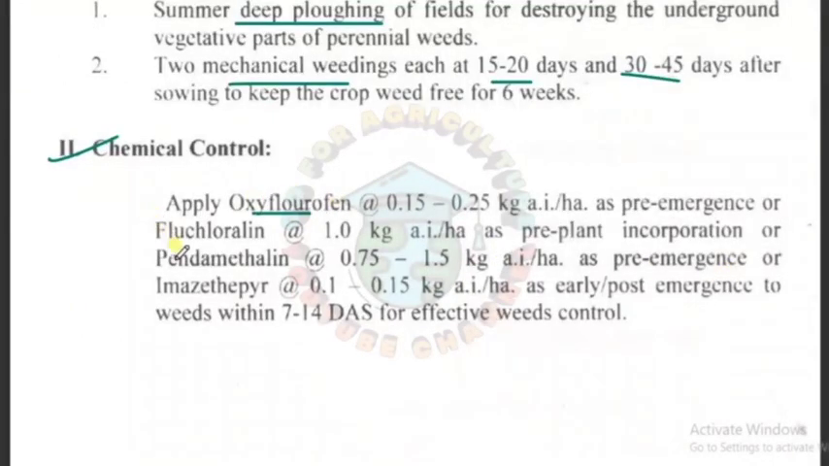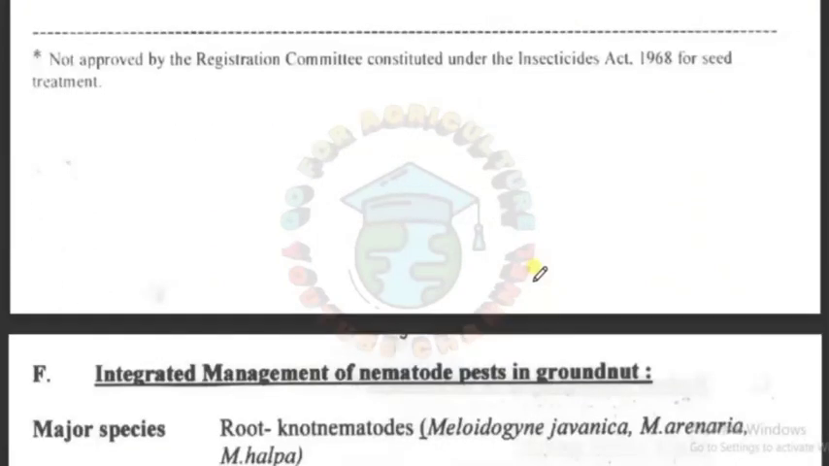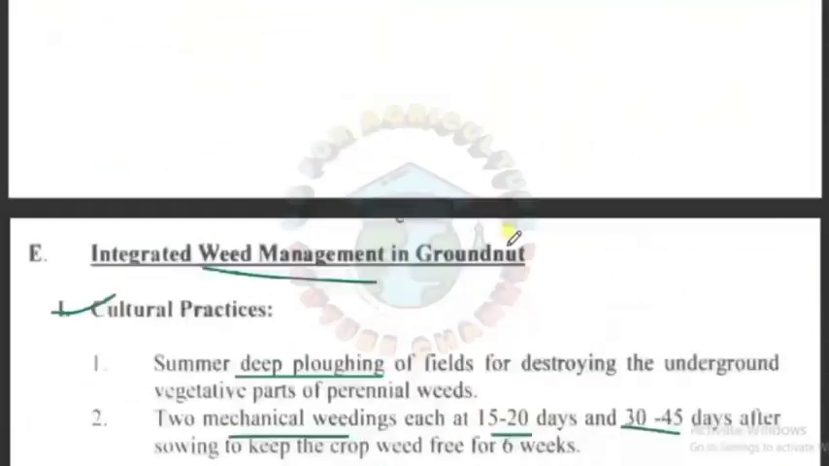Next है chemical control, आप oxyfluorfen, pendimethalin, देखो again it's repeated for the weed. So it's same लेकिन यहाँ पे amount will be different. Pendimethalin is 0.75 to 1.5 kg active ingredient per hectare as pre-emergence. यहाँ पे pre-emergence और post-emergence, pre-plant incorporation, you have to remember them. ठीक है. So these are the integrated weed management in groundnut.